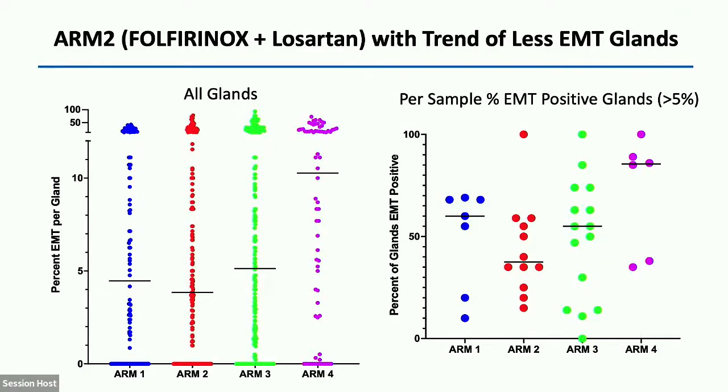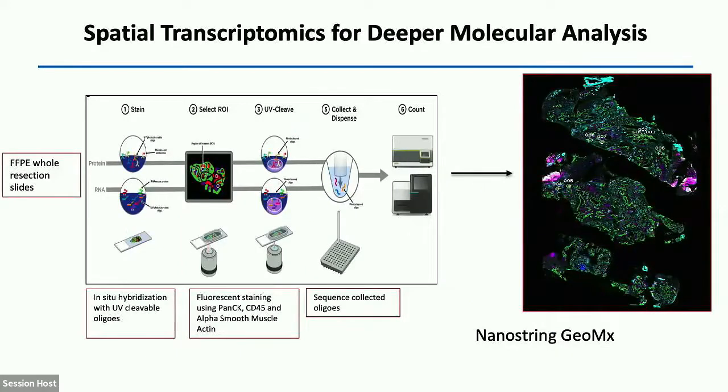But we wanted to ask the simple question of, compared to FOLFIRINOX in arm 1, is the FOLFIRINOX plus losartan, the TGF-beta modifying drug, was there a big difference? When you looked at the percentage of EMT glands in each of the arms, we see a trend of lower mesenchymal glands in arm 2. When we use a threshold of 5% of a gland to be called mesenchymal, we saw that per patient, these trends were a little more stark in arm 2, which is the losartan containing arm. Altogether, this suggested that TGF-beta inhibition may be altering EMT states in the resected specimens that were treated in a neoadjuvant randomized trial.